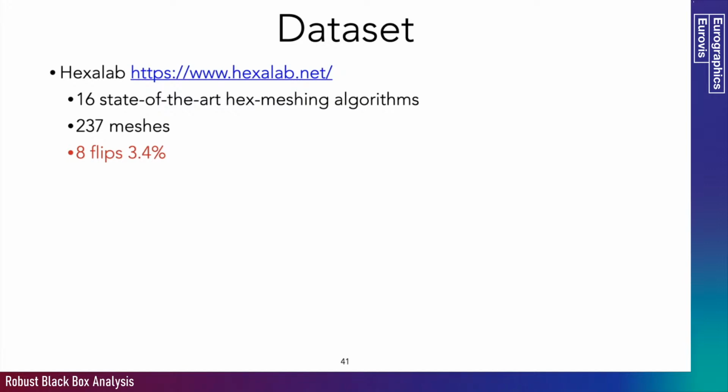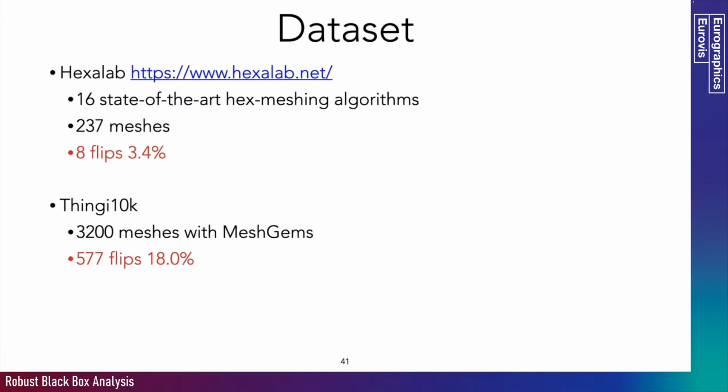The first one is HexaLab. HexaLab is a really nice project developed by some researchers in Italy, and it contains a collection of state-of-the-art hex meshes. They collected something like 16 different state-of-the-art papers, and overall it contains almost 240 meshes. Let me comment on the flip later on. So this is the state-of-the-art data set. We also use MeshRAM, which is commercial software able to create hexahedral meshes.